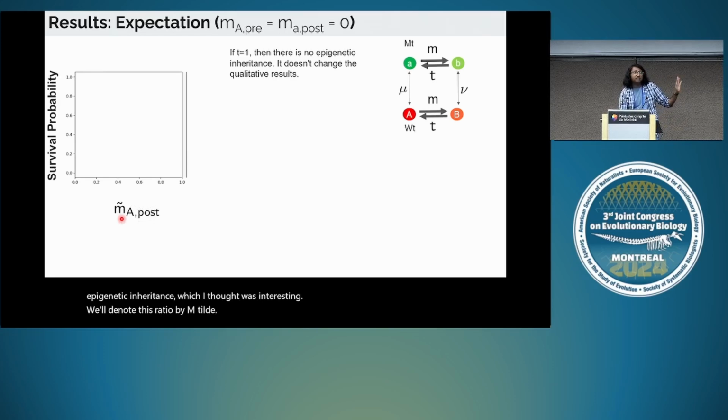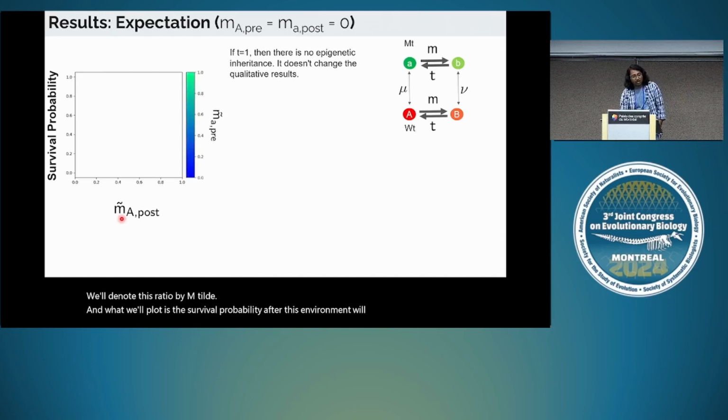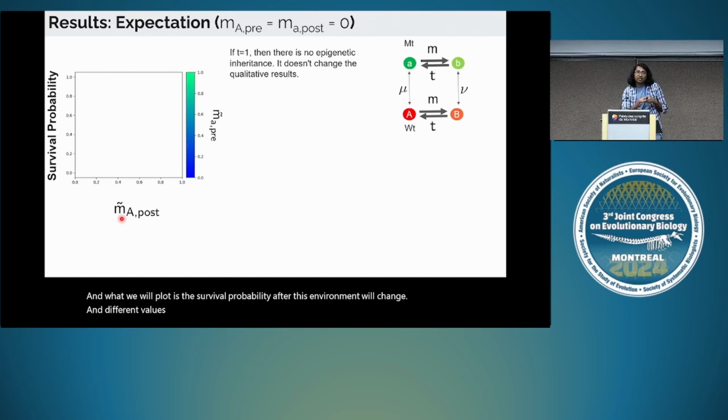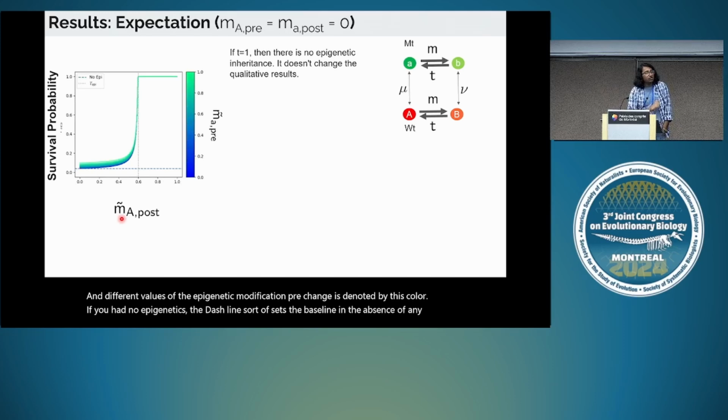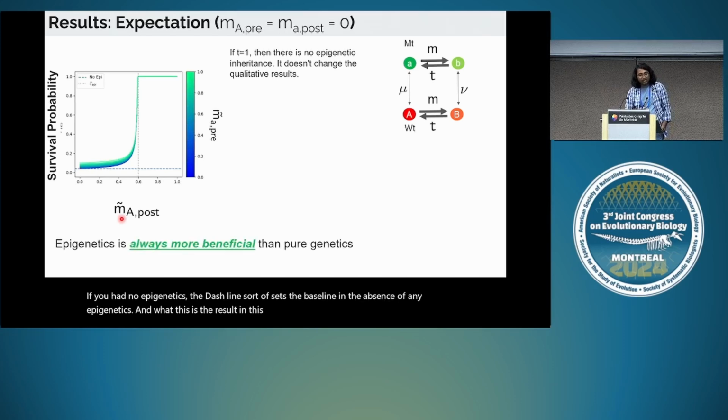And what we will plot is the survival probability after this environmental change. Different values of the epigenetic modification pre-change are denoted by this color. If you had no epigenetics, the dashed line sets the baseline in the absence of any epigenetics. And this is the result in this situation. And as expected, we see that all of the lines are above the dashed line, indicating that having epigenetics in this situation is always beneficial.